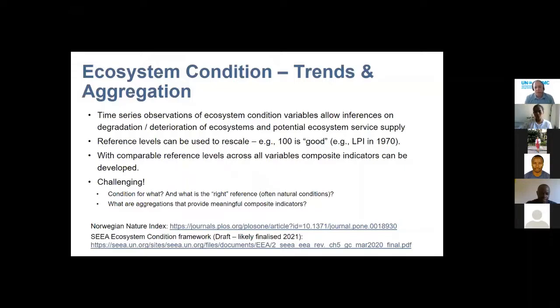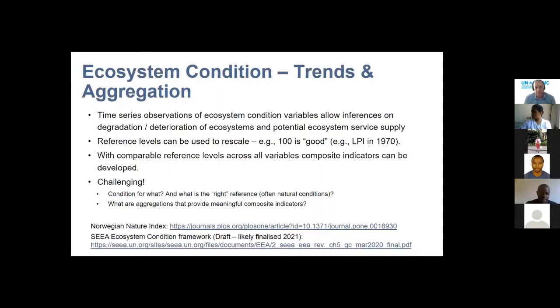It's a little bit harder to understand if ecosystem assets are in what we could say good condition, and this is going to require that a benchmark be determined. So this could be a historic point in time, and then this can be used to rescale the condition variables using their current value. So essentially normalizing them as some sort of index. And for example, the Living Planet uses 100 based on species populations in 1970 as the reference.